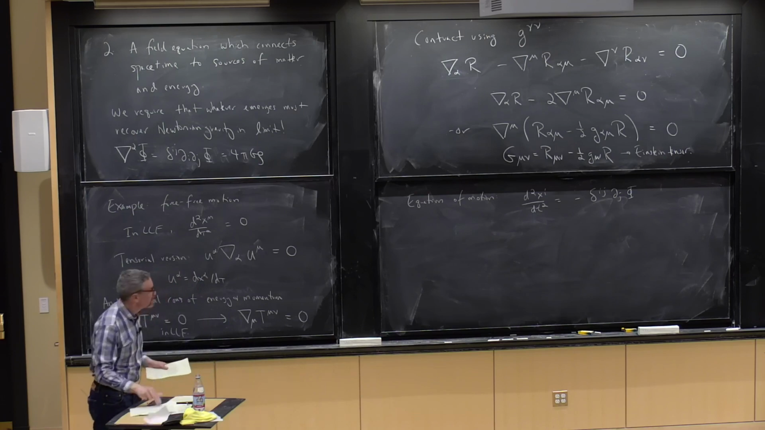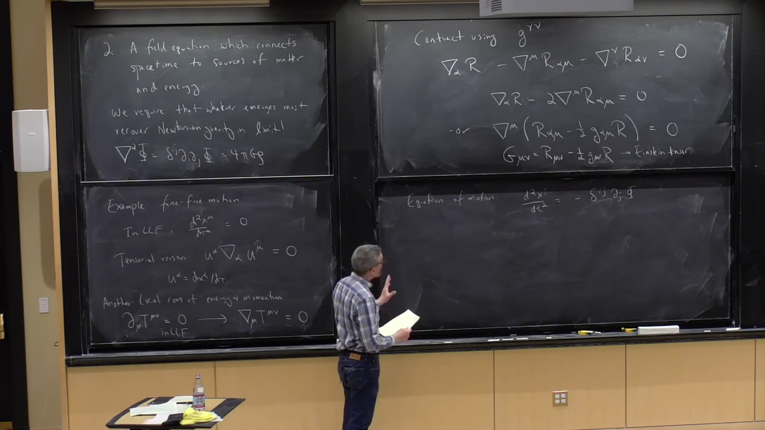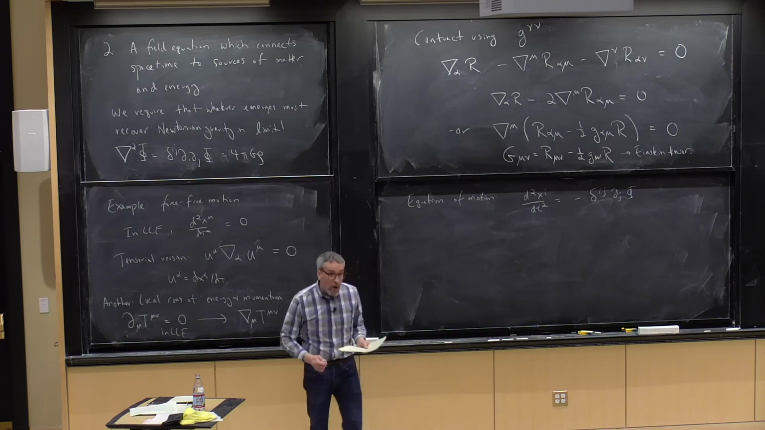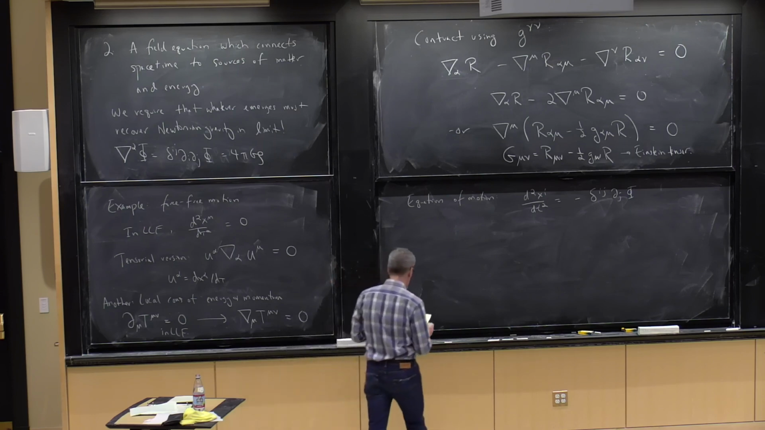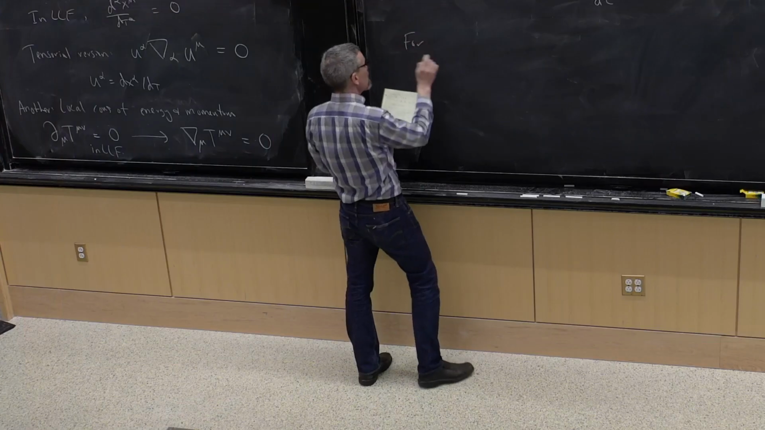All right. So let's follow in the footsteps of Einstein and do this. So what we're going to do, let's do the equation of motion first. I've already gone through this briefly, but I want to go over it again. I want to update the notation slightly. So let's do the equation of motion by beginning with the geodesic equation.